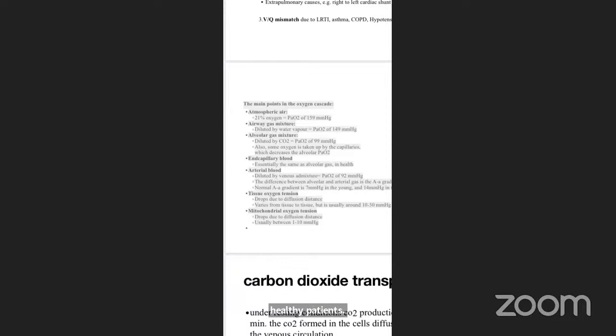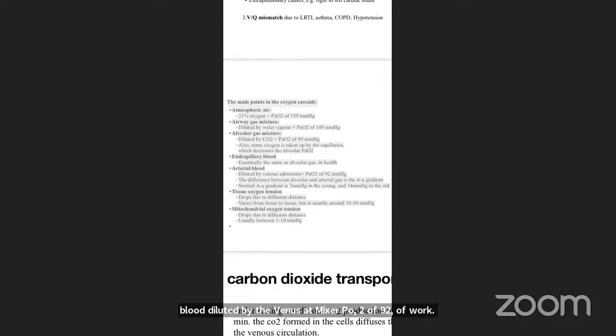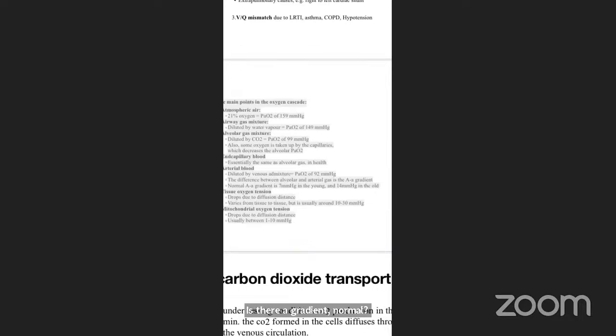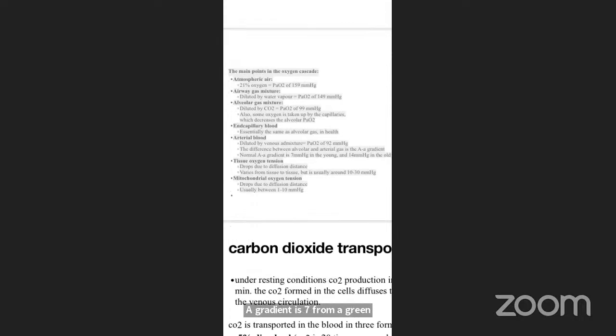The difference between the alveolar and the arterial gas is the A-a gradient. Normal A-a gradient is 7 millimeters of mercury in the young and 14 in the old. Finally, at the mitochondrial oxygen level, it comes down to usually between 1 to 10 millimeters of mercury.